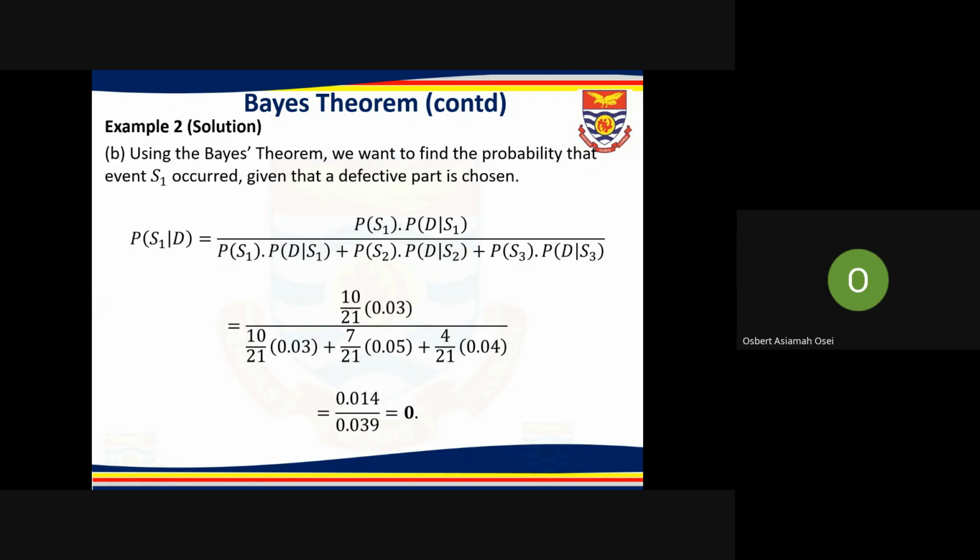We said we should get 0.35. Is it 0.359? Okay, great. Let me save it. So you make changes to it. You make changes at your end.